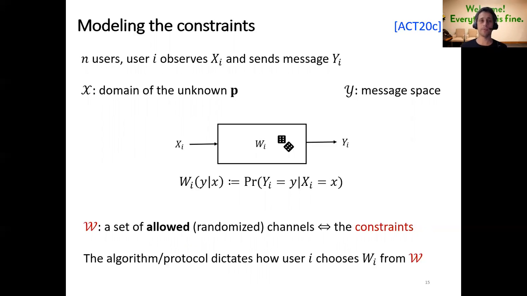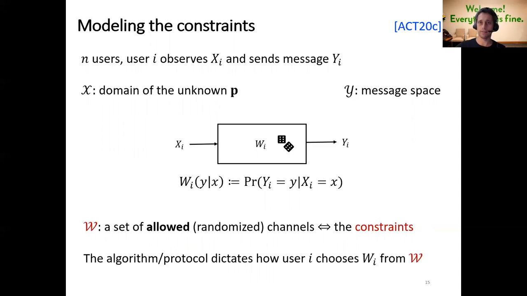We've got n users. Each user, so user i, observes x_i from that unknown distribution. Independent samples, we've got x_1 to x_n, user i observes x_i, and will send a message y_i to the world. Depending on the model we're in, it's going to be to everybody or just to the server, etc. So user i observes x_i, sends message y_i, where x_i lives in something that is going to be denoted calligraphic X, that's the domain of the unknown distribution P. And calligraphic Y will be the message space.